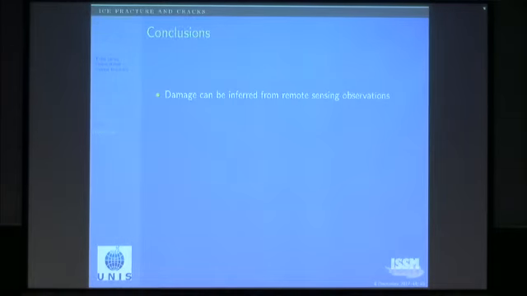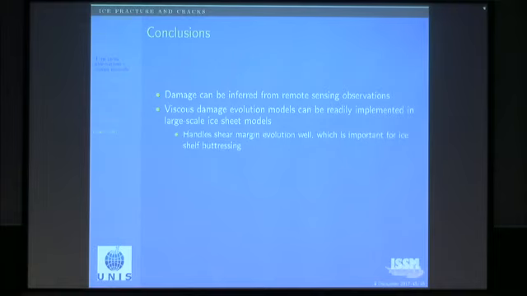Okay, so that was the end of what I wanted to get through. We can summarize that we can infer damage from assimilating remote sensing observations in an ice sheet model. Fully viscous damage models, like I showed here, can be pretty easily implemented in large-scale ice sheet models for making predictions of future ice sheet evolution. These seem to handle shear margin evolution pretty well. That's clearly important for ice shelf buttressing. It's probably a good framework for looking at iceberg calving.